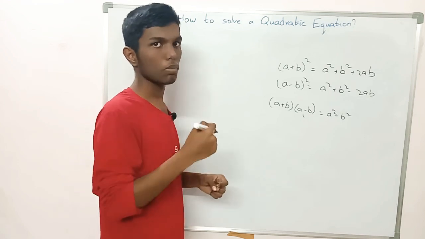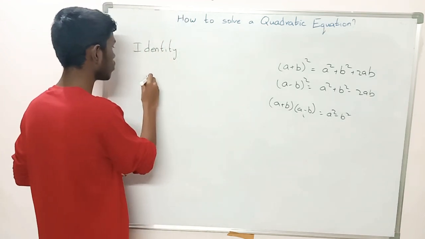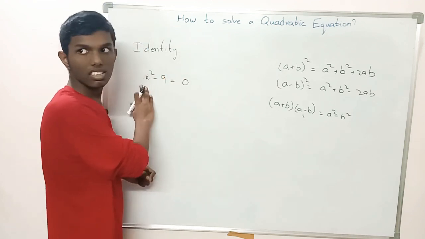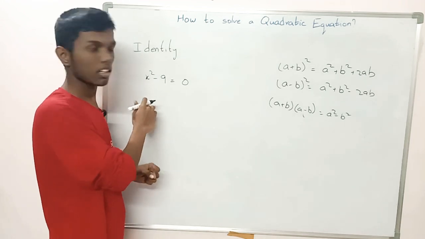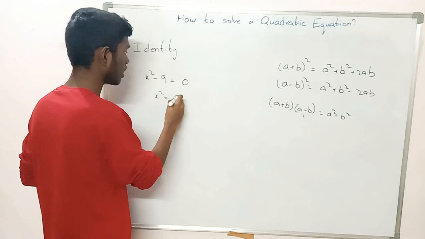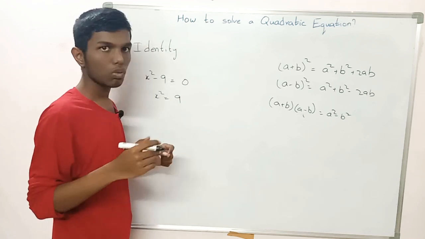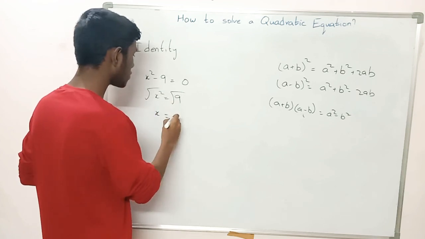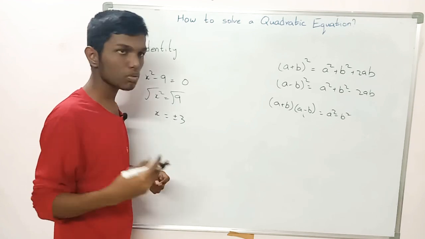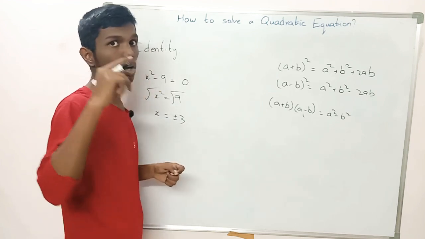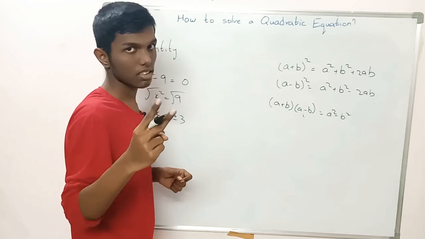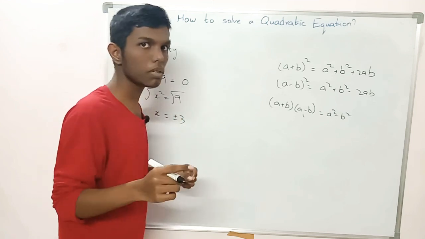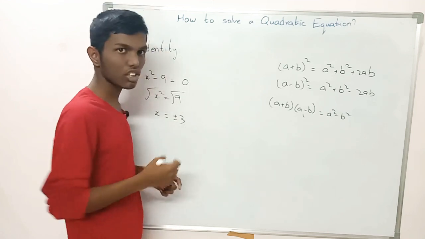Let me tell you a problem. Suppose there is a problem asking for solving for x: x square is equal to 9. Now putting a square root on both sides, we get x here and we get plus or minus 3 here, as 3 square is 9. Remember, for a quadratic equation we have two roots. It may be any equation, and there is no specific rule that the roots must have equal magnitude.